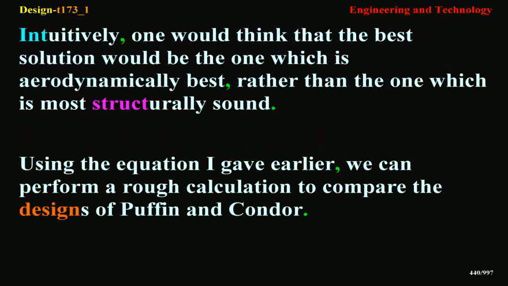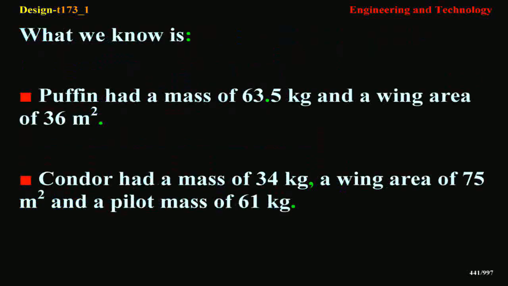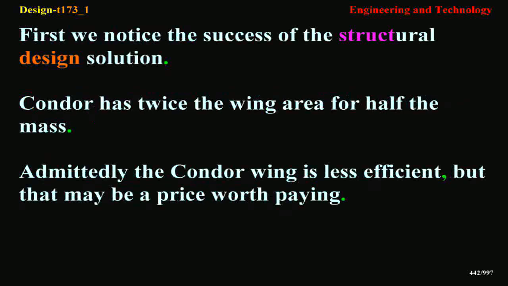Using the equation I gave earlier, we can perform a rough calculation to compare the designs of Puffin and Condor. What we know is, Puffin had a mass of 63.5 kilograms and a wing area of 36 m². Condor had a mass of 34 kilograms, a wing area of 75 m² and a pilot mass of 61 kilograms. First we notice the success of the structural design solution. Condor has twice the wing area for half the mass. Admittedly the Condor wing is less efficient, but that may be a price worth paying.